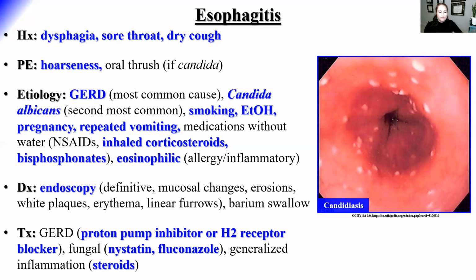We want to treat the cause of this. So if it's reflux, we treat it with a proton pump inhibitor or an H2 receptor blocker. If it's fungal, we can treat it with nystatin or fluconazole. If they just have a generalized inflammatory process, you can try a round of steroids to see if that helps to alleviate their symptoms.